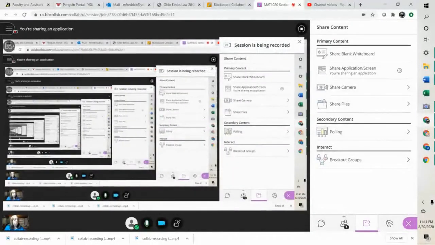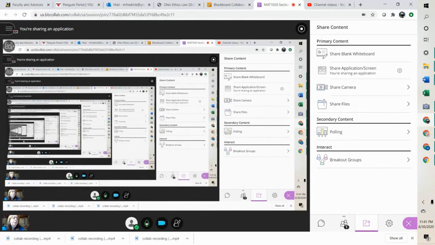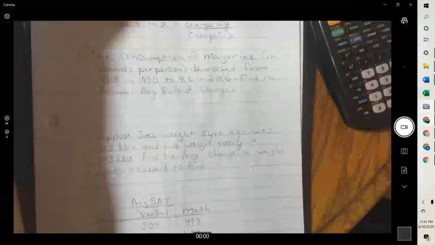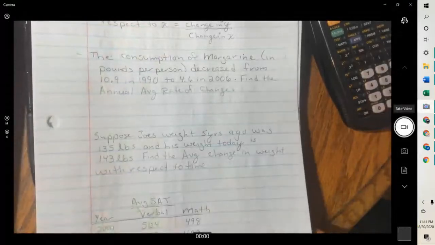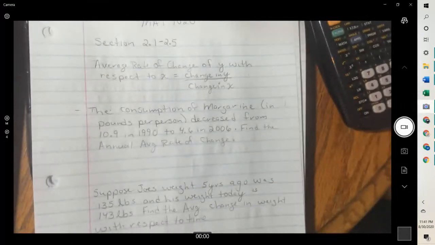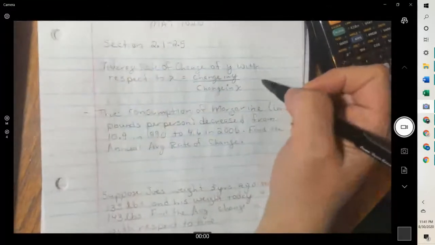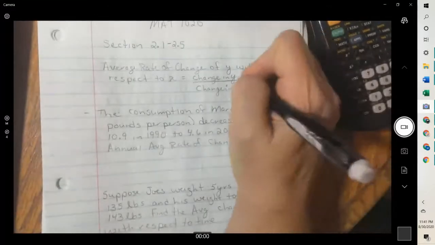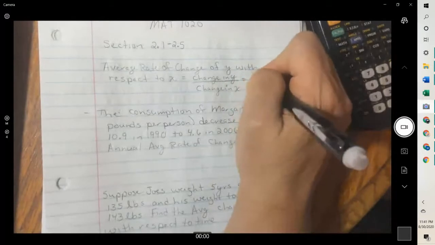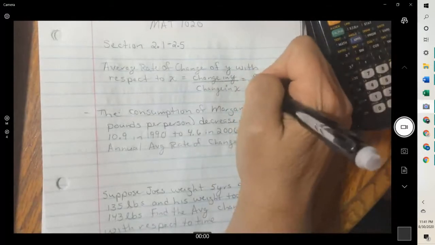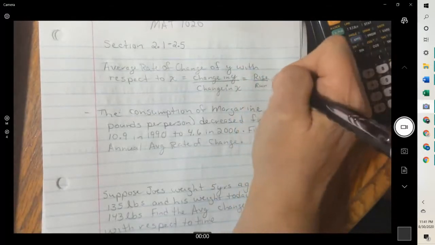Hello. So today we're going to talk about chapter 2, or at least the beginning of 2, starting with rate of change. Average rate of change of y with respect to x is just your change in y over your change in x. It's called your slope. And they also look at it as rise over run. But it's the slope.